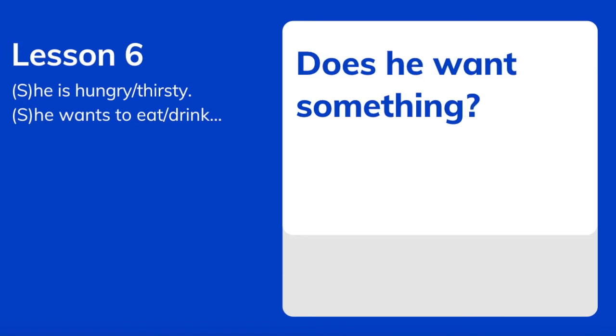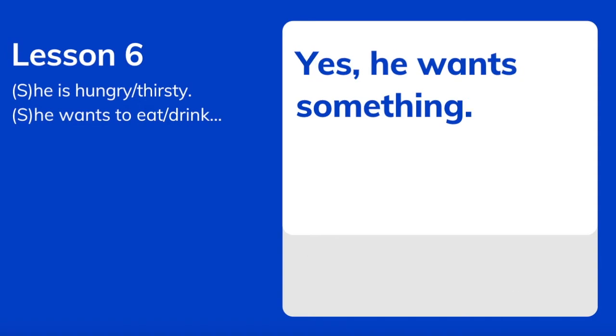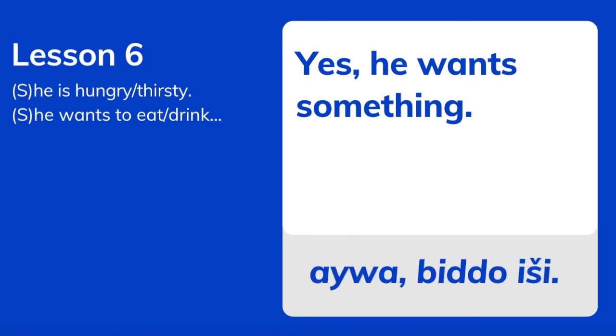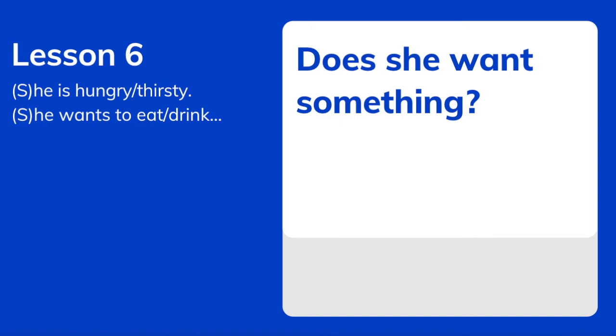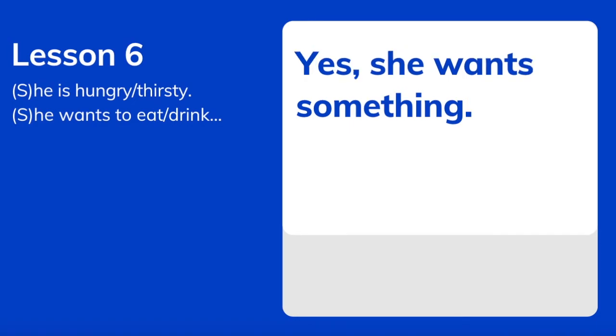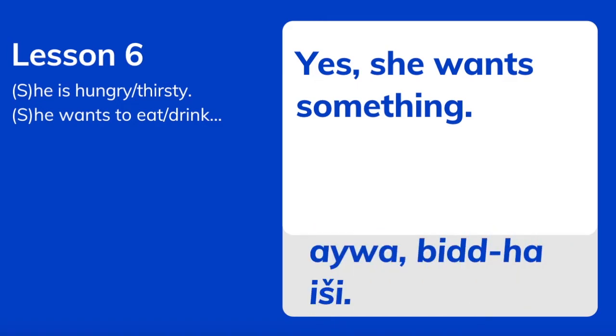Now, how would we say, does he want something? Pause the recording if you need to try to figure out the answer. Biddo ishi. And if we want to say, yes, he wants something, aywa biddo ishi. Does she want something? Bidha ishi? Yes, she wants something. Aywa bidha ishi.